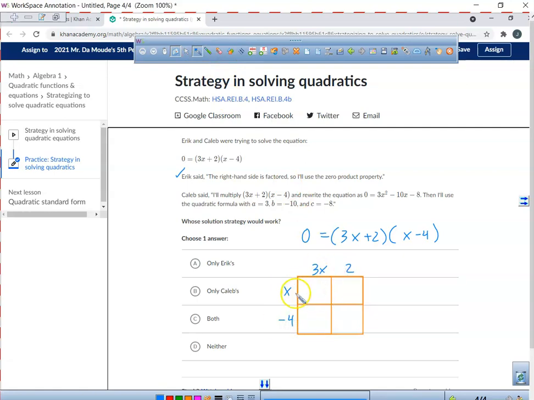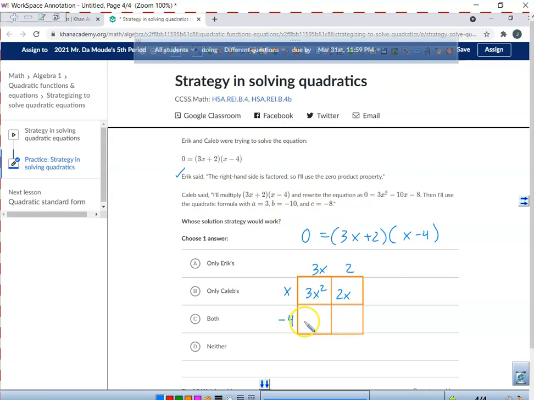Ready? What's 3x times x? Boom. 2 times x? Boom. 3x times -4? -12x. 2 times -4? -8. Then what do we combine? These like terms. We get 3x squared minus 10x minus 8. Does that match? Yes. Is our A value 3, B value -10, C value?